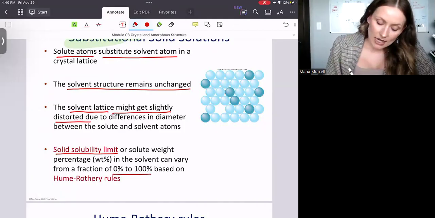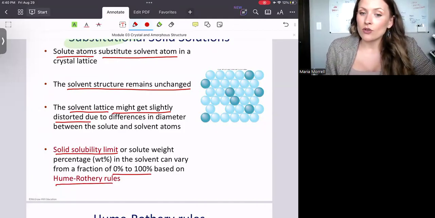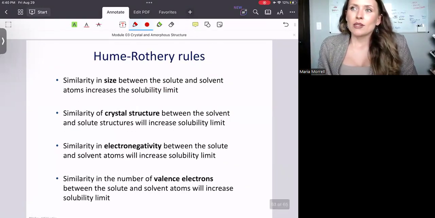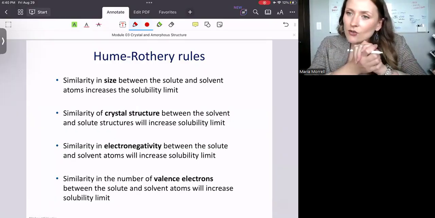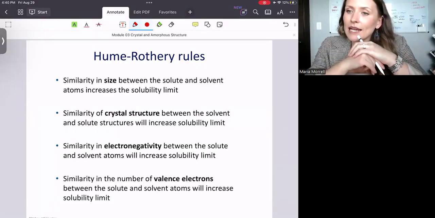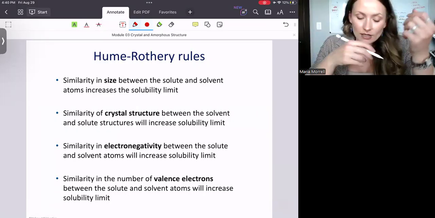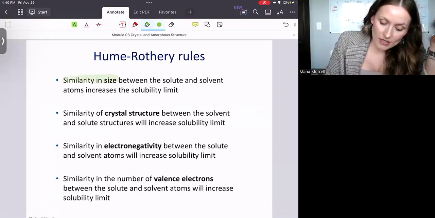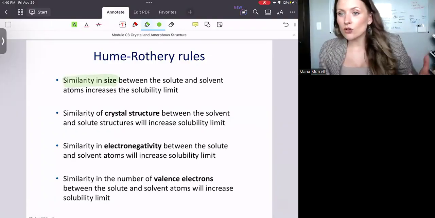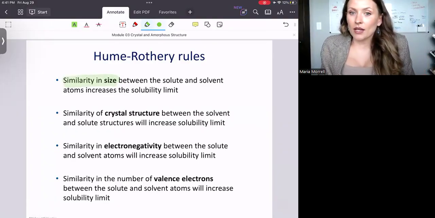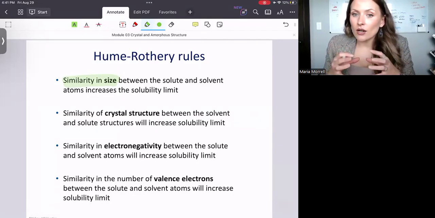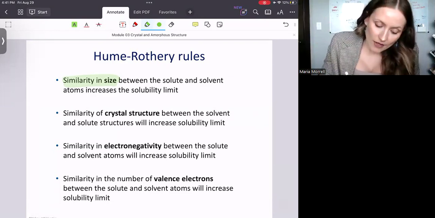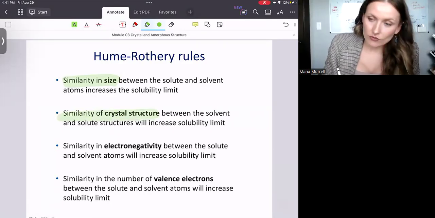But that limit is determined by the Hume-Rothery rules. They are actually very, very simple, and they do make sense, guys. Because even without giving you this, if I asked you right now what do you think would play a role in defining that limit, once you think hard, you would be telling me these rules. Well, first, it's going to be the similarity in size between the solute and the solvent. The more similar they are, the higher the solubility limit. The more you can squeeze in there, because it gets unnoticed. Next is going to be the similarity in crystal structure, right?